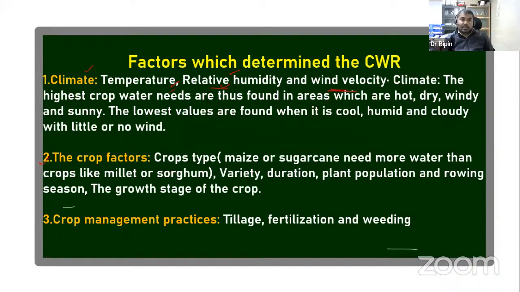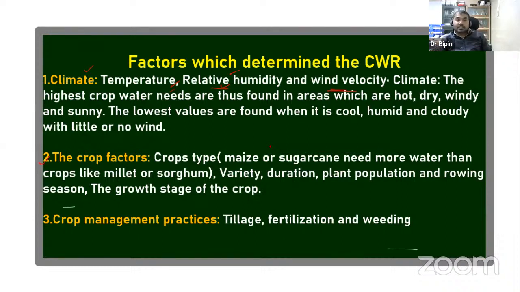After that, you can see the crop is also one of the factors that affect the crop water requirement. Some of the crops, as I told you, have long duration, long canopy. So definitely those kinds of crops require more water. And already some are drought lovers and some are drought resistant and drought tolerant. So the crops also affect the crop water requirement.